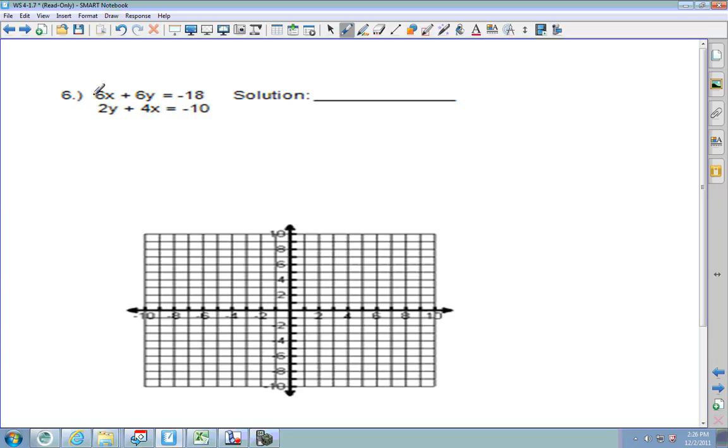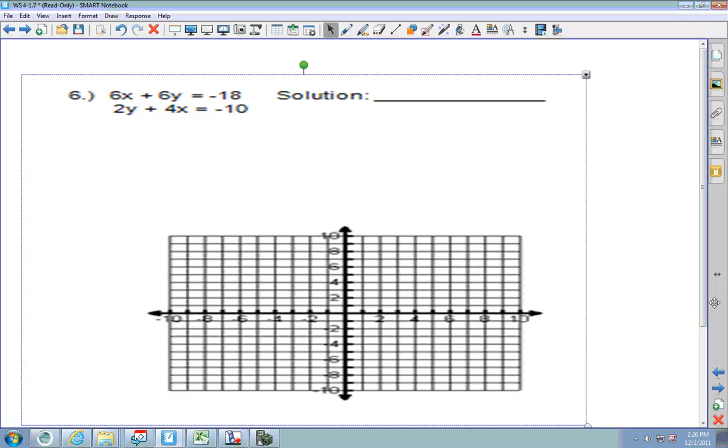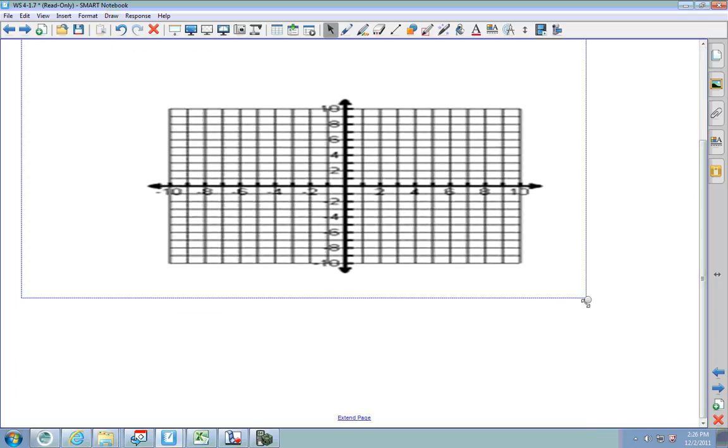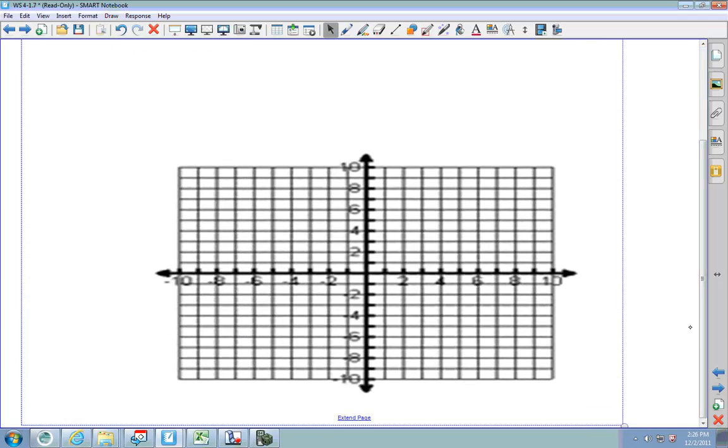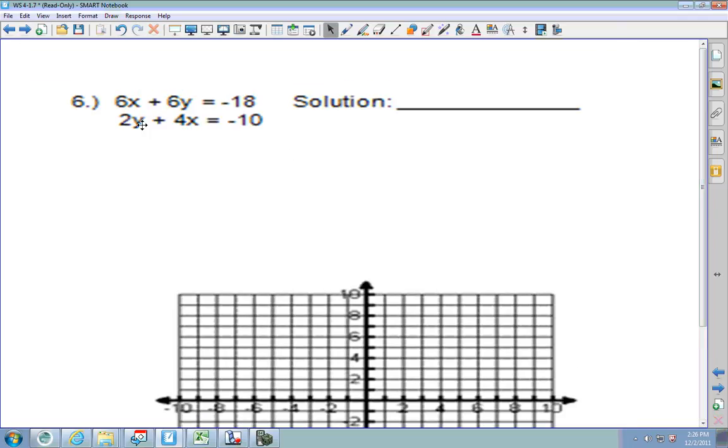Here's the next one. All right, we need to solve by substitution. That's all really I'm going to do. I'm going to get rid of this graph. Oh, I guess I can't right there because let's see if I can make it bigger and get rid of that graph kind of on my screen. Okay. Well, maybe not.